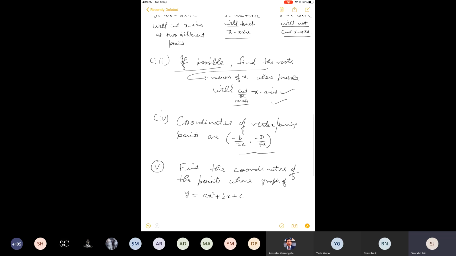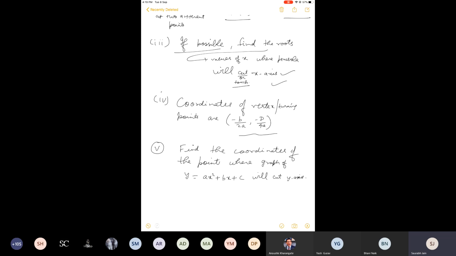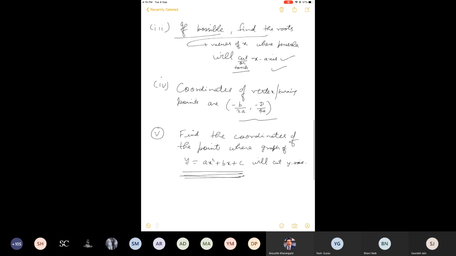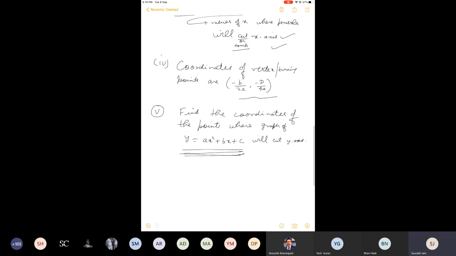Okay. Graph of ax square plus bx plus c will cut the y-axis. This also you should find. Can anyone tell me, if I have given you an equation and I want to find that point where its graph will be cutting the y-axis, how should I actually calculate it? I have to find the coordinates of the point where the graph of this parabola cuts the y-axis. How to do this mathematically?